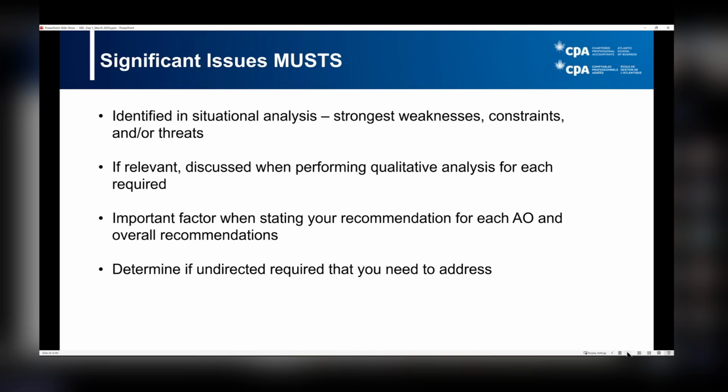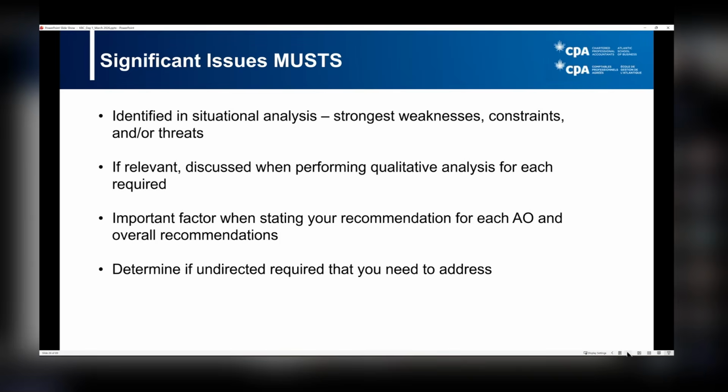If relevant, you need to discuss the impact implementing that option will have on that significant issue or issues. It's a very important factor when you're providing your overall recommendation for each strategic option required and your overall recommendations. Plus, you need to determine if there is an undirected required that you need to discuss. So let's use the example that, say in a day one case, more than once they've mentioned that management are overtaxed, they have limited time. They could also mention that errors have been happening or they haven't been able to keep abreast of something.